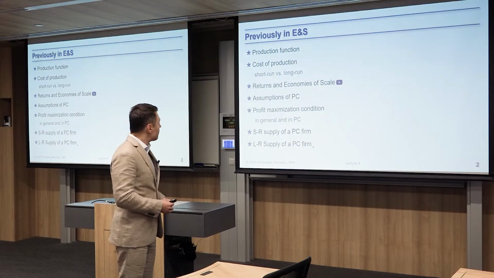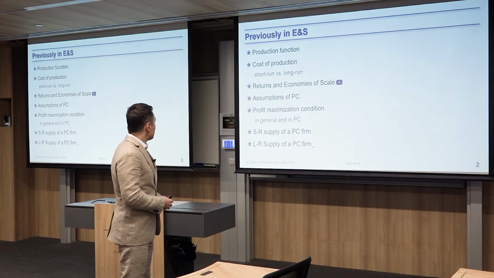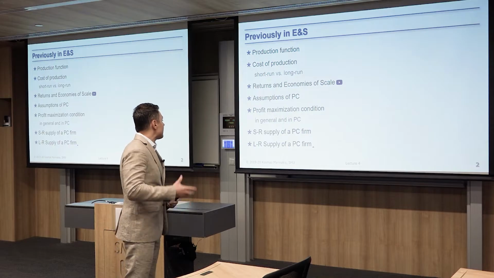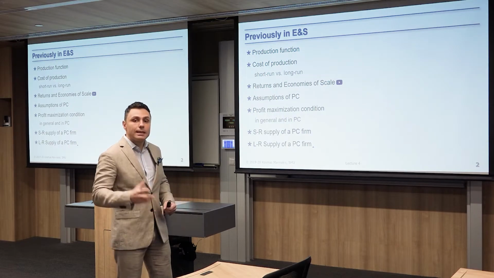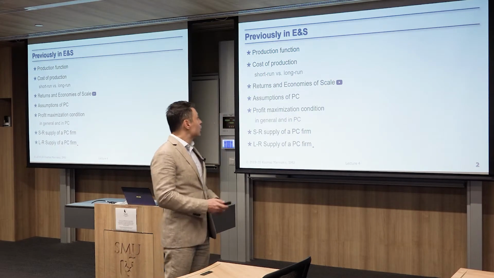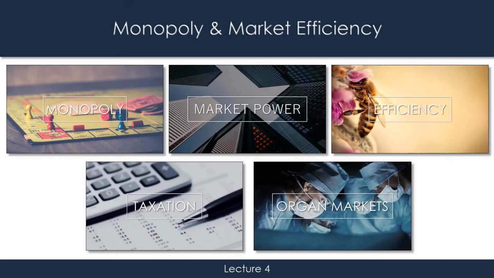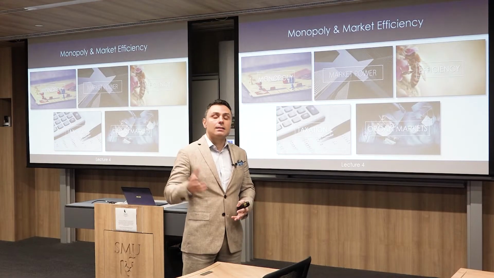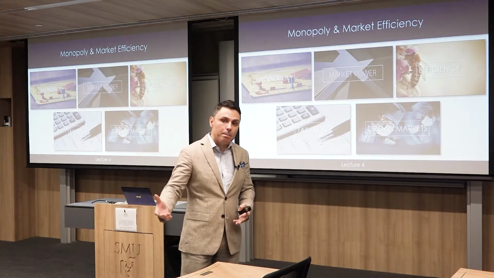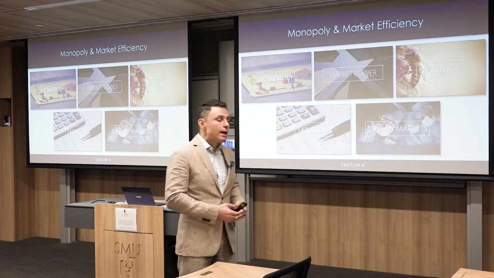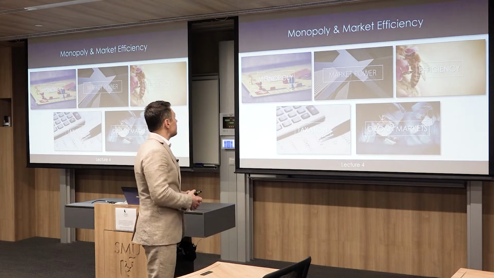Then we talked about the short-term supply decision and the supply curve of the perfectly competitive firm. Finally, we talked about the long-run supply of a perfectly competitive firm and what happens in the long-run period. So today, the discussion will be around monopoly and also market efficiency. We will analyze market efficiency under both monopoly and perfect competition to see how it works in each of the two.